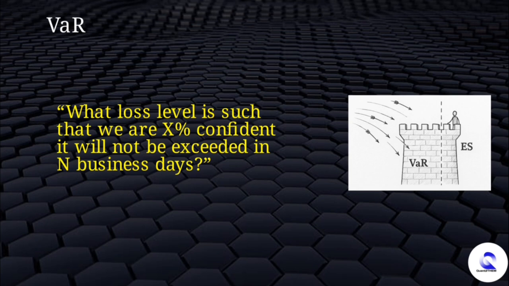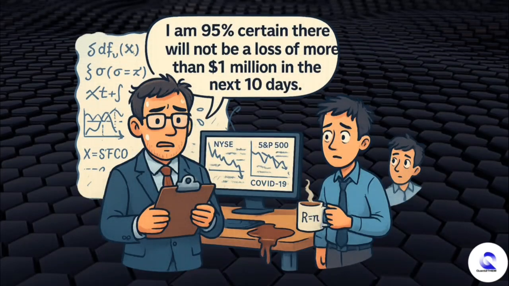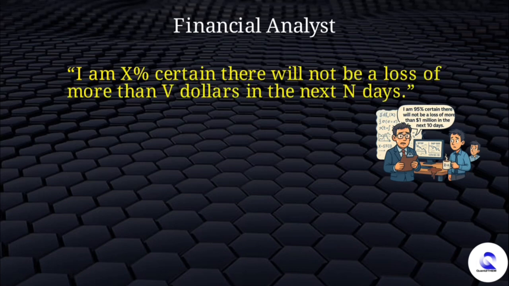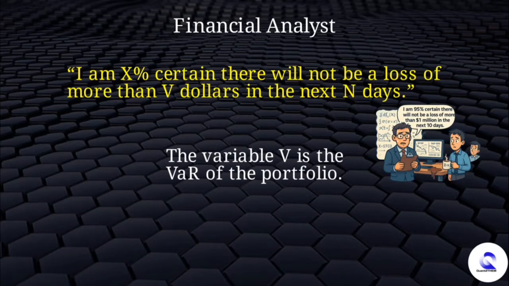It gives you a threshold, a level of loss that should not be exceeded unless the financial equivalent of a storm surge hits. Imagine a financial analyst standing tall and confident. They look you in the eye and say, I am X% certain there will not be a loss of more than V dollars in the next N days. The number V is the value at risk, the VAR. It is the analyst's way of quantifying risk in one simple, digestible figure. And just like a storm forecast, it doesn't guarantee safety. It tells you the level of protection you are likely to have.